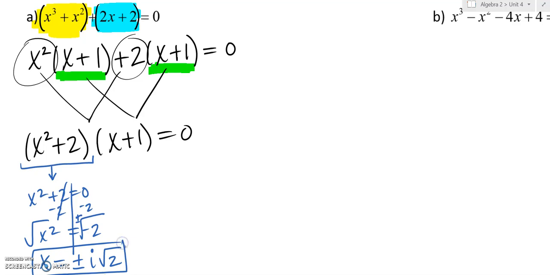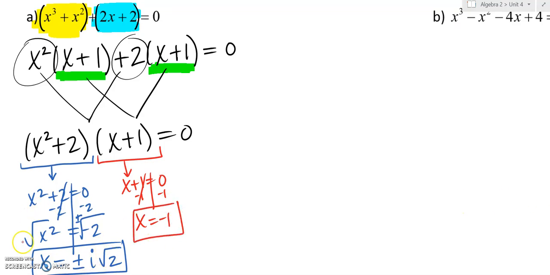So there's one of them. My other one, I set equal to 0. I solve for x. I get that x is equal to -1. Okay, that one's really nice. Once again, in blue, that's imaginary. Can't graph it. The part in red, that's fine. I can graph that. That's just a normal number.